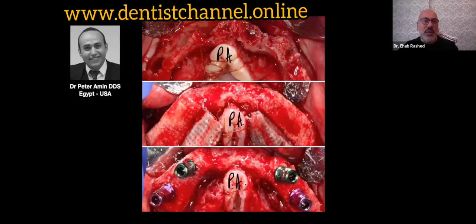This is Dr. Peter Amin. He actually graduated from Egypt, and he's practicing now in the US. You can see that he has a big defect in the top picture here, and just by using a reinforced membrane, you can see how much bone he received at the end of the healing. And this is because he implemented the facts that we discussed, which is the 1 plus 4S: a primary closure, stability of the implant, stability of the graft, and also the supply of the blood to the site. And you can see how much bone he gained at the healing time.